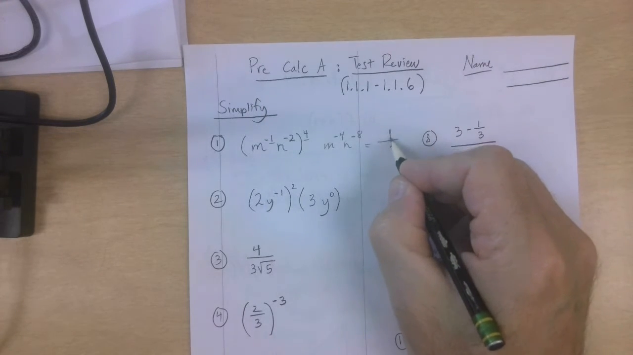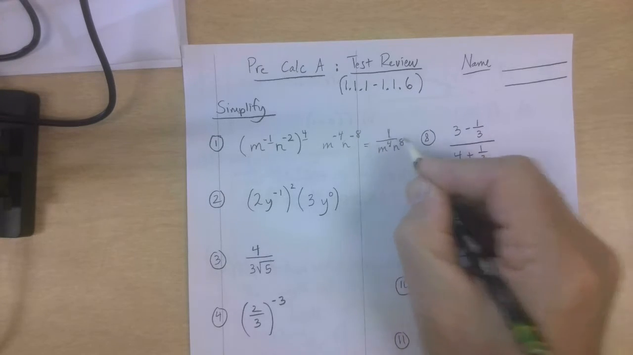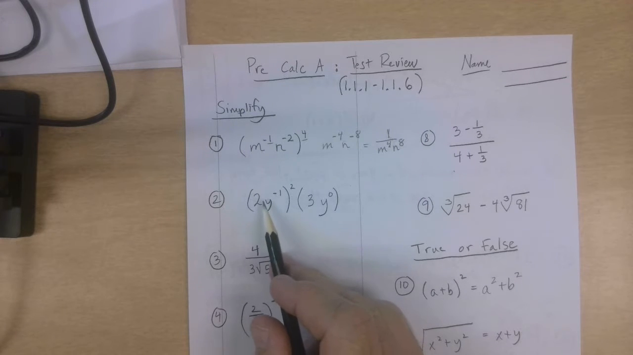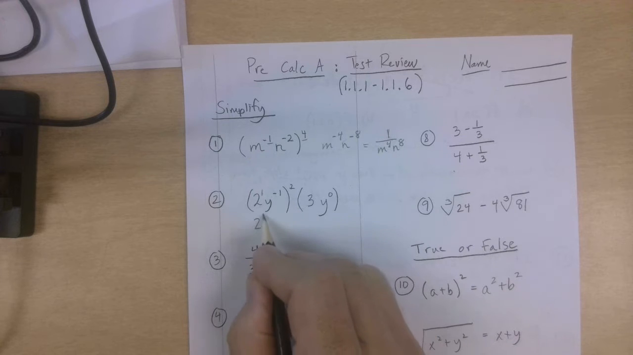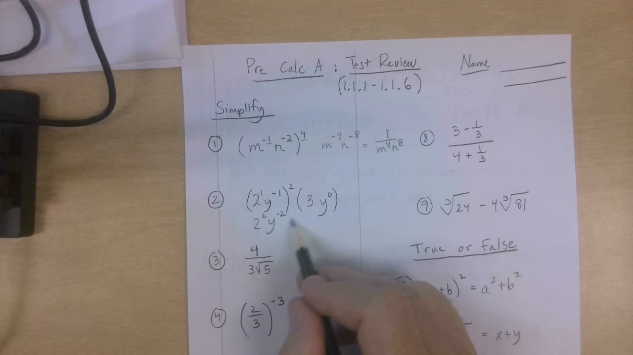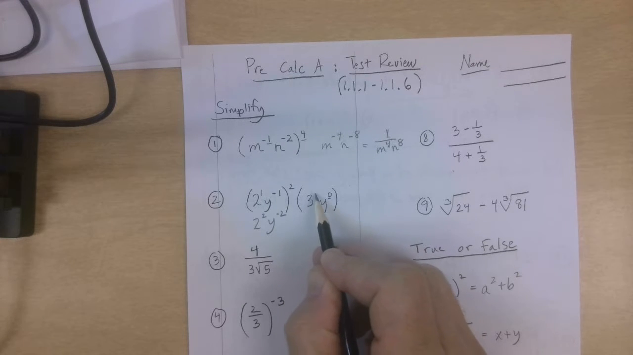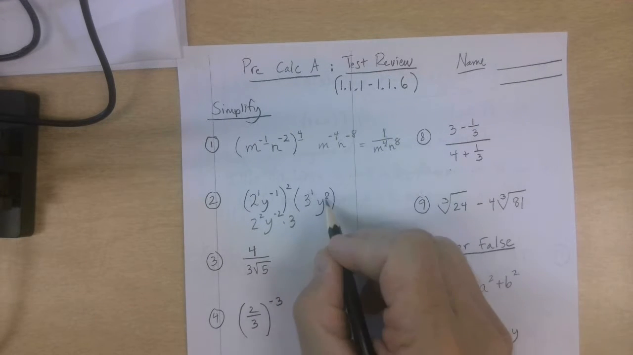So we get 1 over m to the 4th n to the 8th. There you go. This one, we've got a situation where there's an invisible 1 here. So power to power is 2 squared. Power to power, y to the negative 2. I will take care of that in a minute. 3, do not think that this applies to the 3. It has its own little invisible 1 power, so that's times 3.